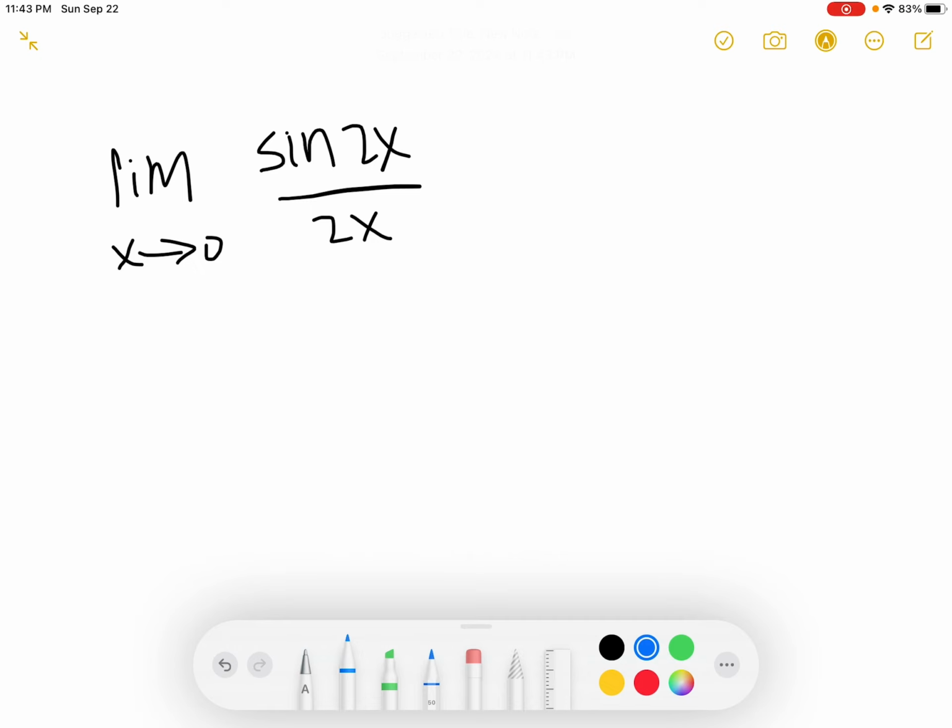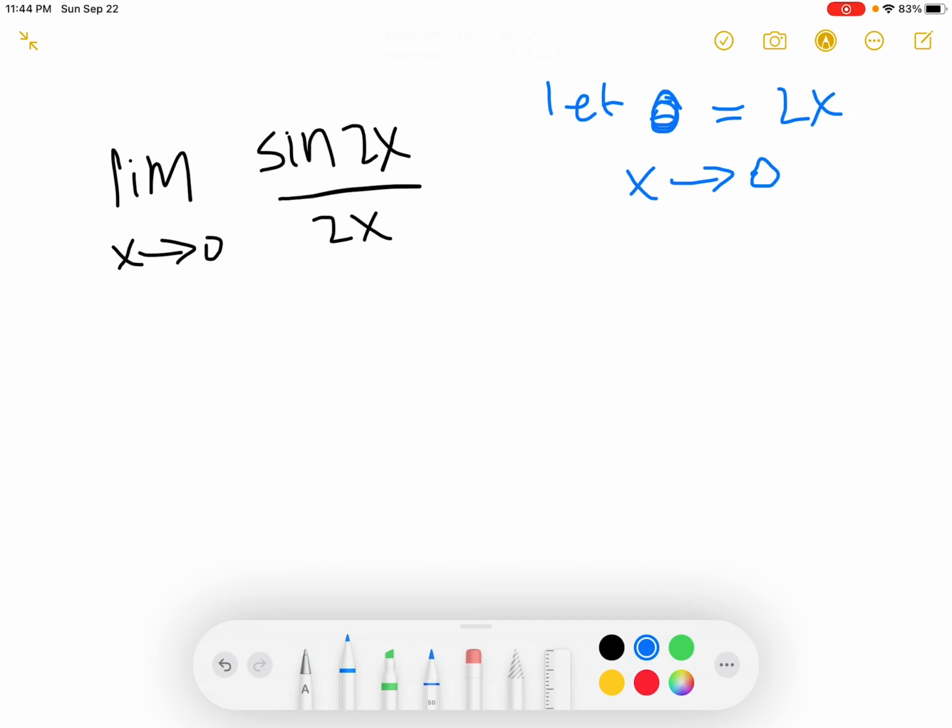Now, here's what we do. You pick any letter that you want that's not x. Probably you wouldn't want to use y either. We're just going to choose the symbol theta, because that's pretty common in trigonometry. It doesn't matter what you use, but this is what I'm using. We're going to say let theta equal 2x. The next step is to take this part and put it over here.